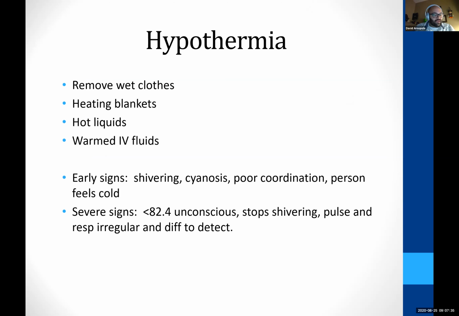We can give them hot liquids if they're awake enough for me to give them. We can give warm IV fluids to help bring that up. Heating blankets, blankets in general, as long as they're dry. And make sure that you dry that patient.